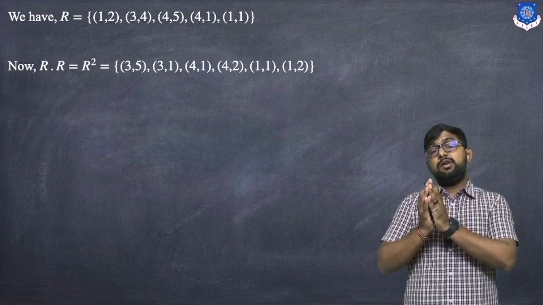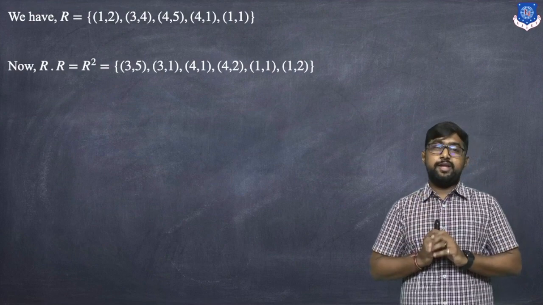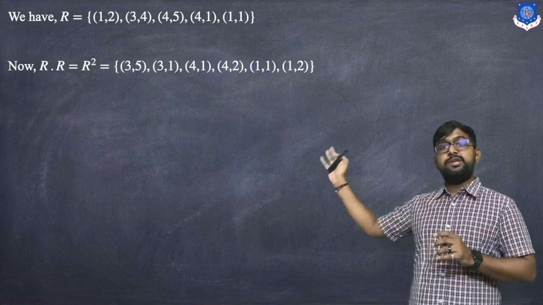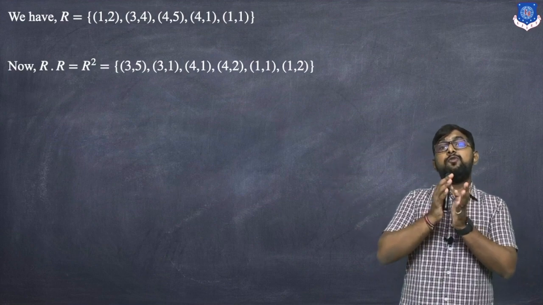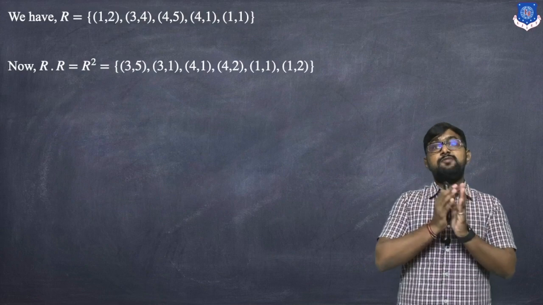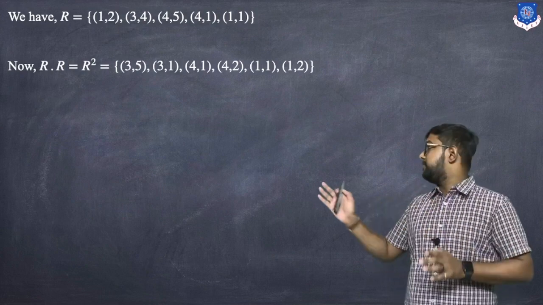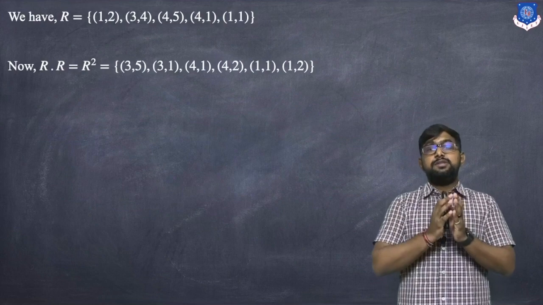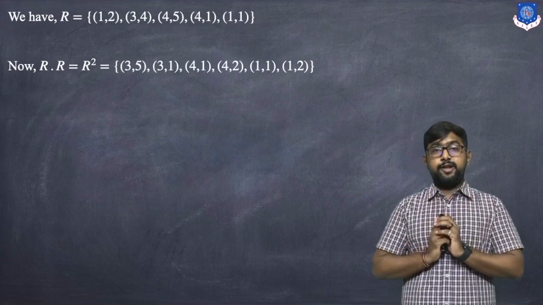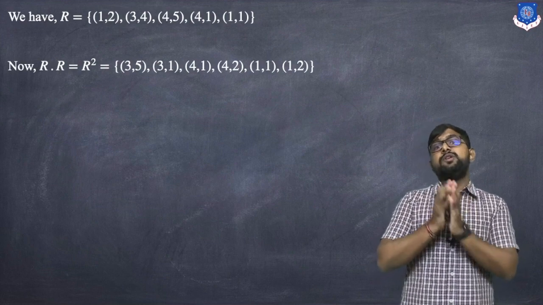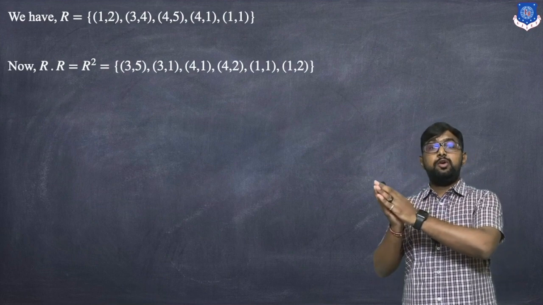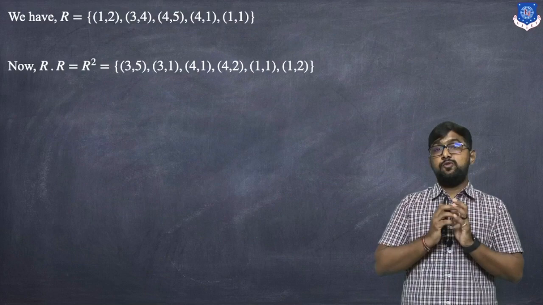Now 3 is related to 4 and 4 is related to 5. So the (3,5) pair will be there. Next, 3 is related to 4 and 4 is related to 1 also. So (3,4), (4,1), so the (3,1) pair will be there. Now consider (4,5). 4 is related to 5, but is 5 related to some point? No. So just ignore that. Now 4 is related to 1 and 1 is related to 1. So (4,1) will be there.